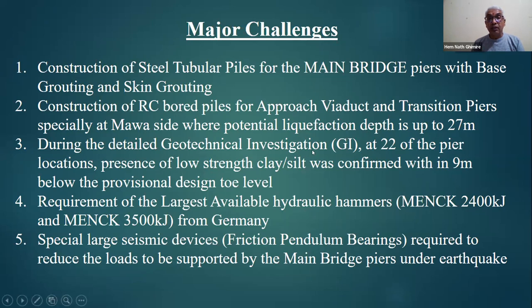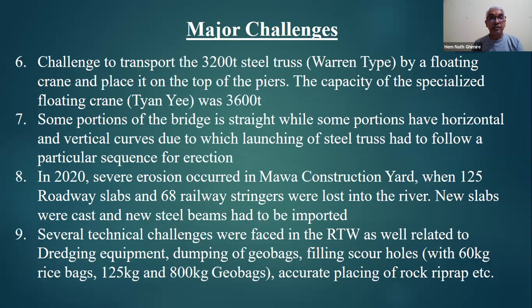During the detailed geotechnical investigation, at the foundations of 22 of the piers, the presence of low strength clay and silt was confirmed. So we had to change the provisional design. There was a requirement of the largest available hydraulic hammer from Germany to drive such big piles, 3 meter diameter piles down to 125 meter depth. And a large friction pendulum bearing was required, which is the largest by capacity in the world. So the manufacturing and all this quality control was also a challenge.